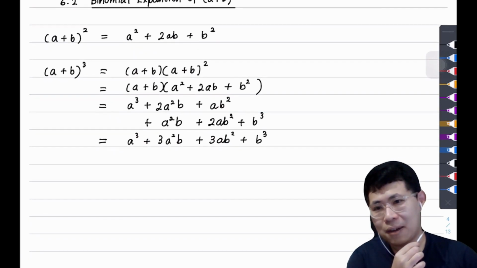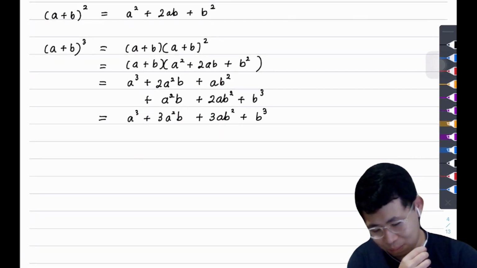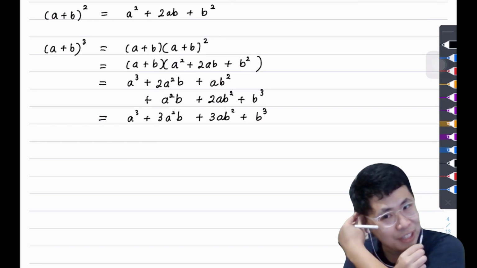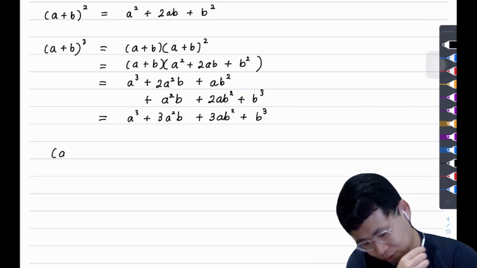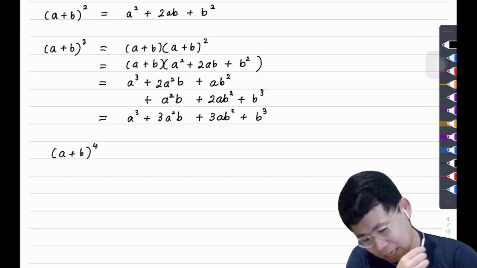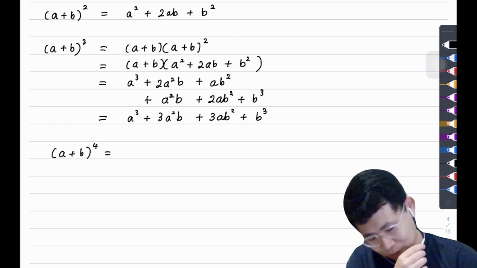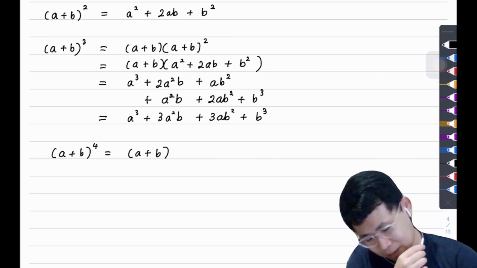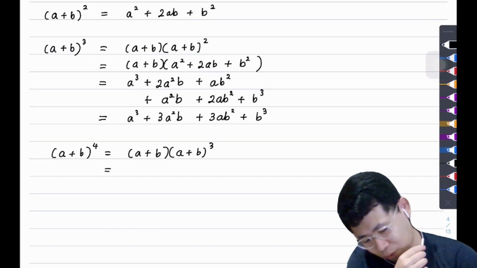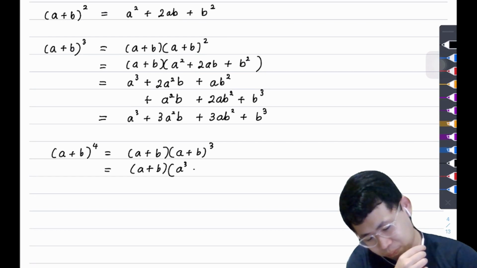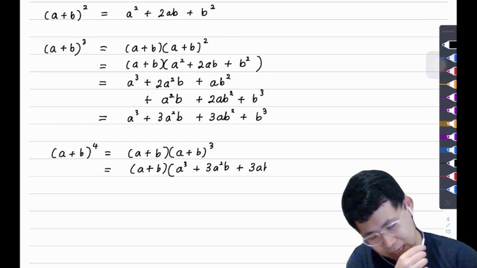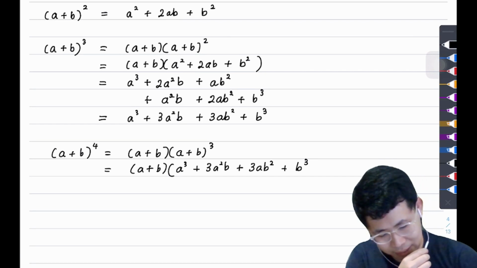So let's go on and expand one more. It's going to be tedious, fair warning, but it's going to be very interesting. So what is (a + b) to the power of 4? It's simply (a + b) times (a + b) cubed. Let's make use of what we expanded just now. (a + b) cubed just now was a cubed plus 3a squared b plus 3ab squared plus b cubed, like this.